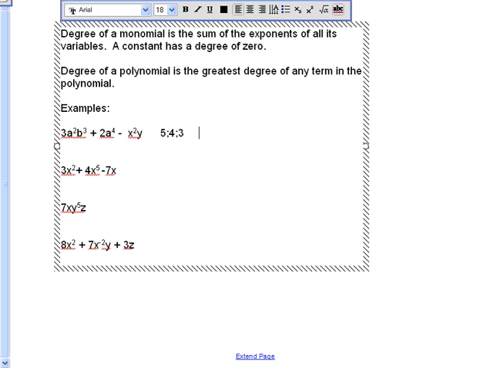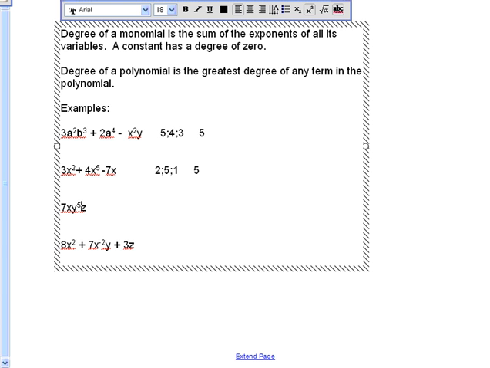So the degree of this trinomial is the degree of the largest term, which is 5. 5 is the degree of that trinomial. The next expression is a trinomial again. And we've got 3x squared that has a degree of 2. The next term, the x fifth term, that's got a degree of 5. And the next term has a degree of 1, x to the 1. So again, the degree of this trinomial is 5.